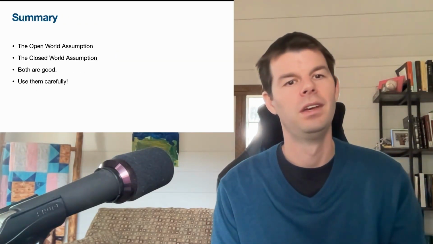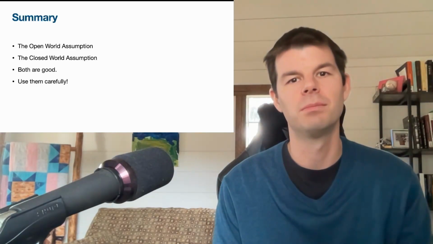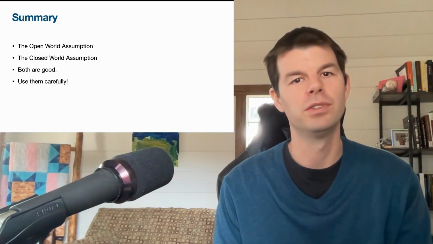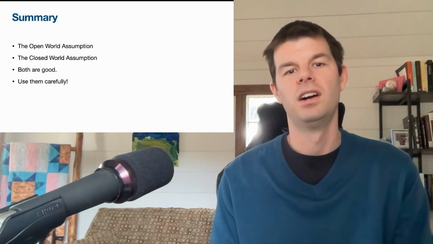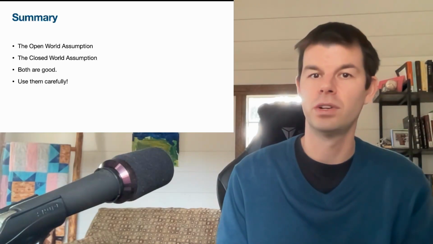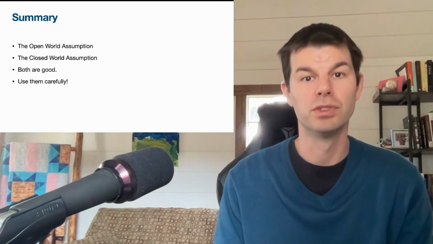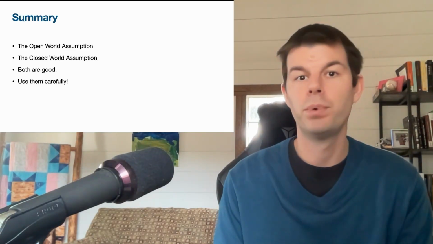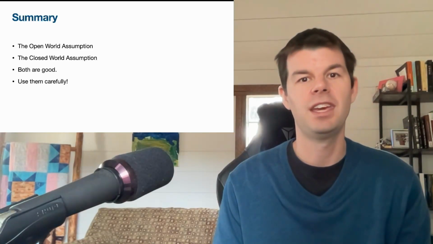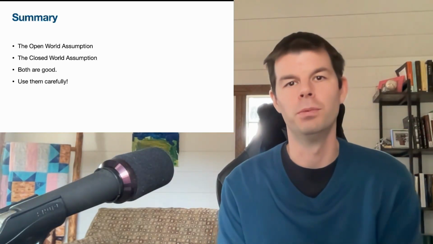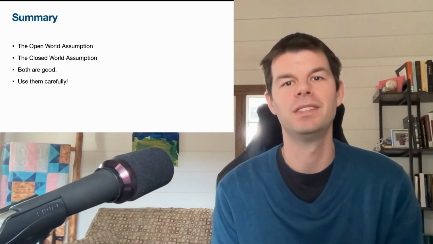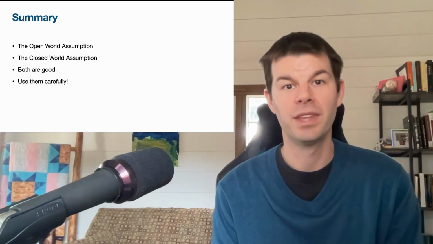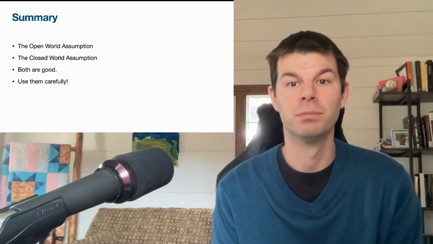In summary, the open world assumption says that there are some things that we don't know, and if we can't prove them to be true or false strictly within our model, we'll just have to be agnostic about whether they're true or false. On the other hand, the closed world assumption is the much stronger claim that if it can't be proven true within our model, it's false. Both of those are good. Don't fall into the camp that we have to be pro or con open world assumption. Instead, you should use them carefully and use them in the right situations. And when you do that, you'll be able to get the right amount of value from your data.